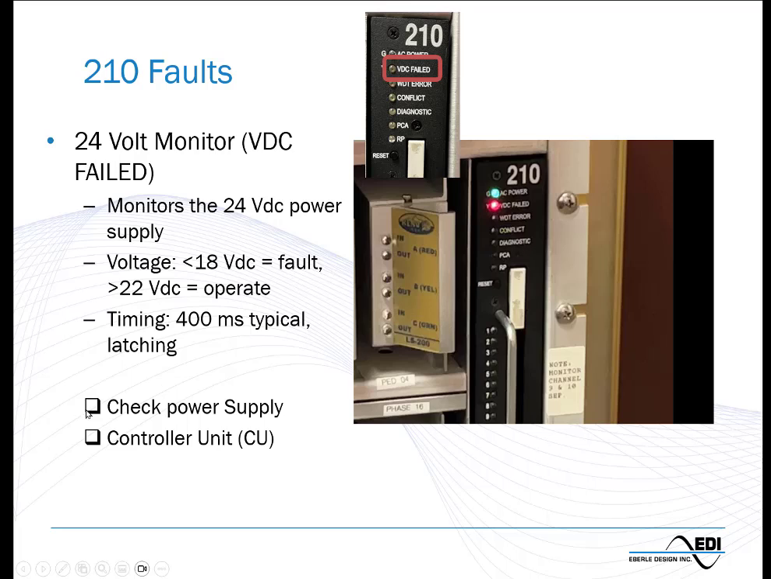The solutions you want to look at are to check the power supply itself to make sure that it is generating 22 volts. We also recommend that you look at your controllers, because with some cabinet manufacturers, the 24 volts is in the controller itself.